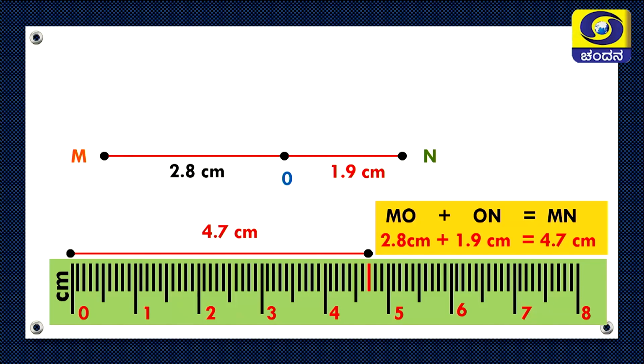So now we will verify by adding these values. MO is 2.8 centimeter plus ON is 1.9 centimeter, then it is equal to MN 4.7 centimeter. By adding MO and ON, we get the same value, that is 4.7 centimeter. Hence, we proved MN is equal to MO plus ON.